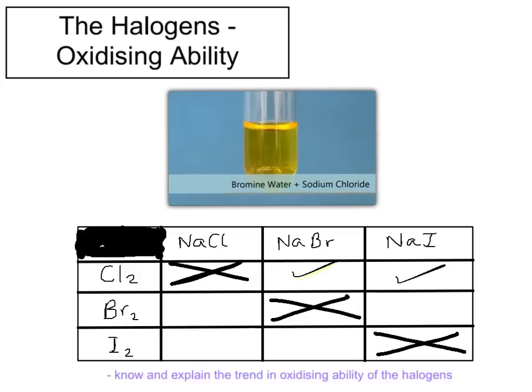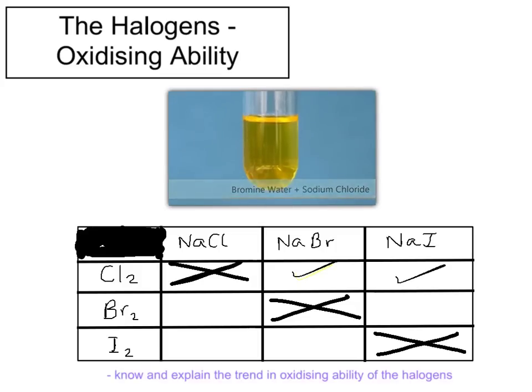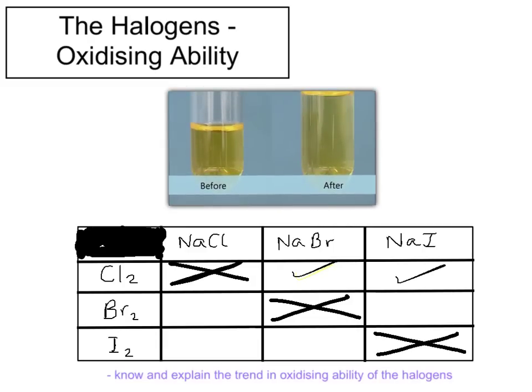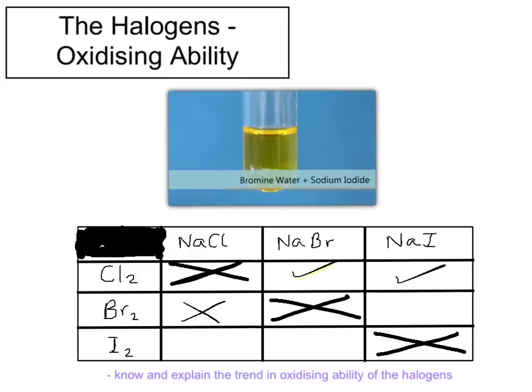So next one is bromine water plus sodium chloride. So here's the bromine water, and we're adding bromine water to the sodium chloride. You can see there's no change in colour. And so here there's not a displacement reaction happening. And again, if we look at the before and after pictures in a second, you can see there's nothing happening there. And so bromine added to sodium chloride, there is no reaction.